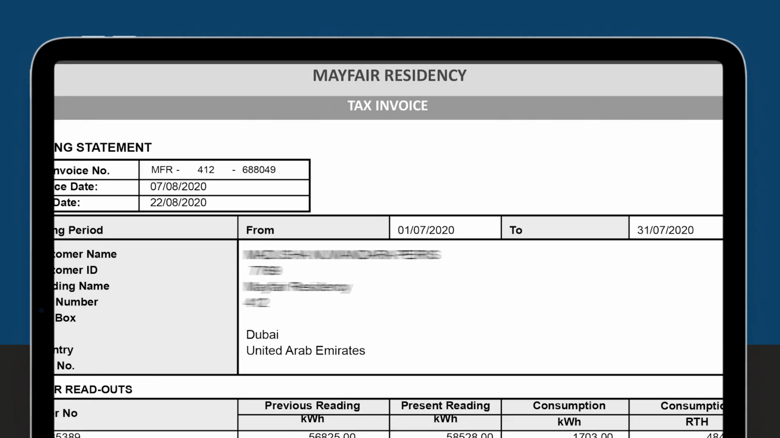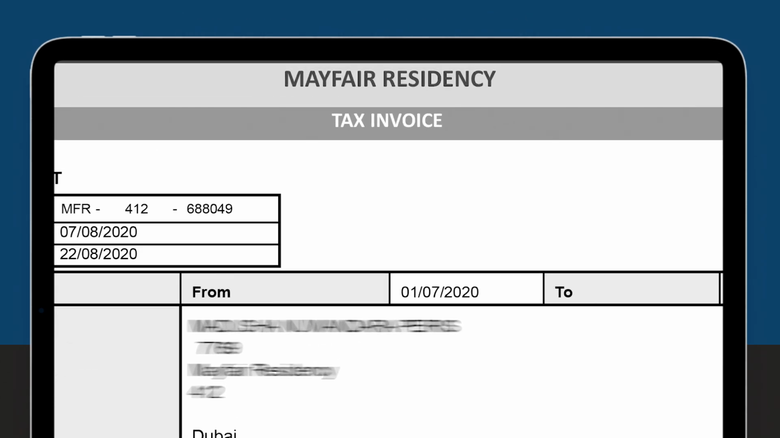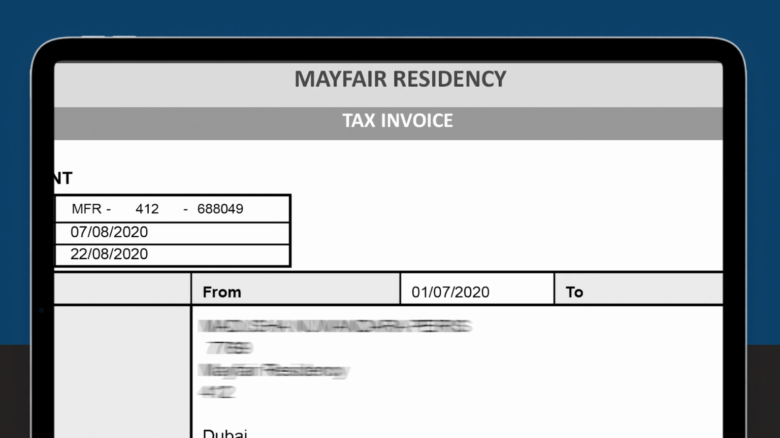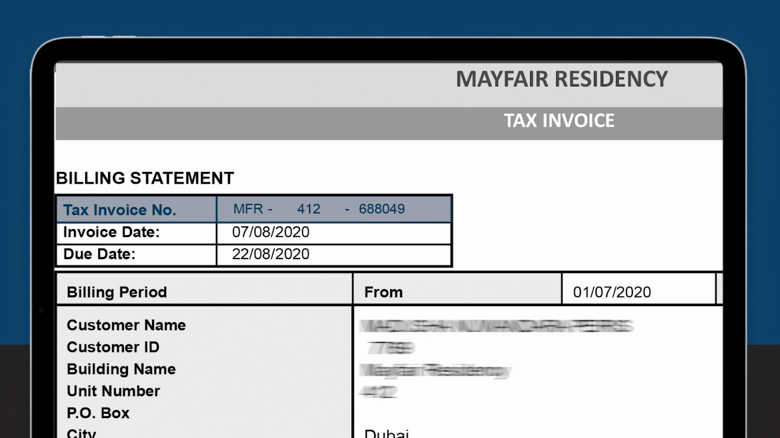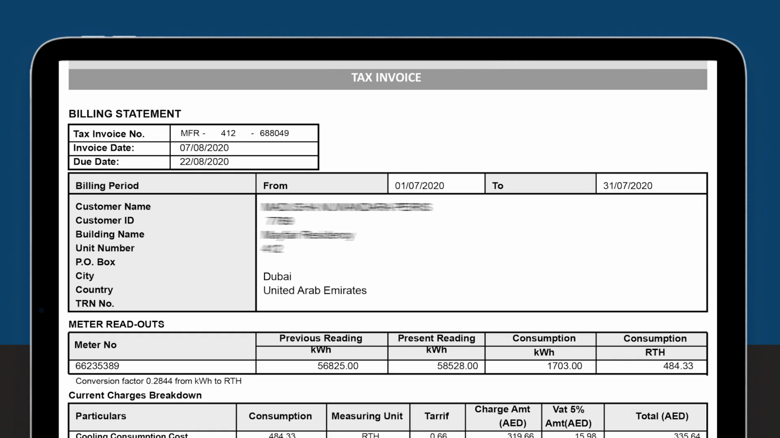The top part represents the name of your building, for example, Mayfair Residency, and shows that the bill is a tax invoice and can be used to claim tax return. Tax invoice number is the unique number. Next is the invoice date. It is the date on which the invoice is generated. Due date. The due date refers to the date by which your payment shall be completed. If failed to send on time, you may incur late payment charges.